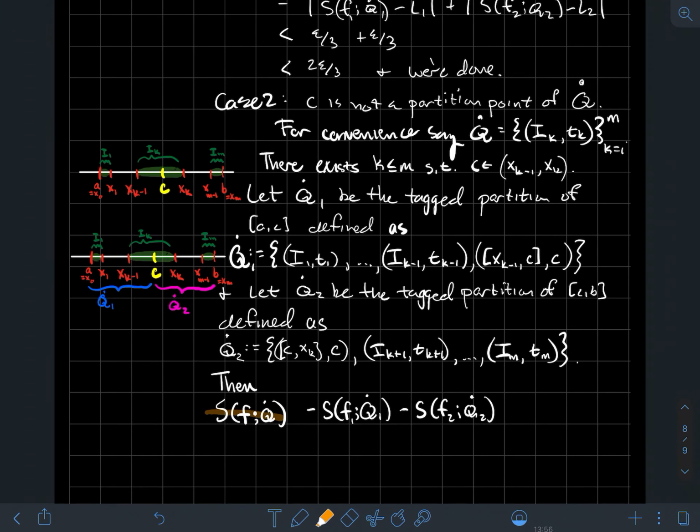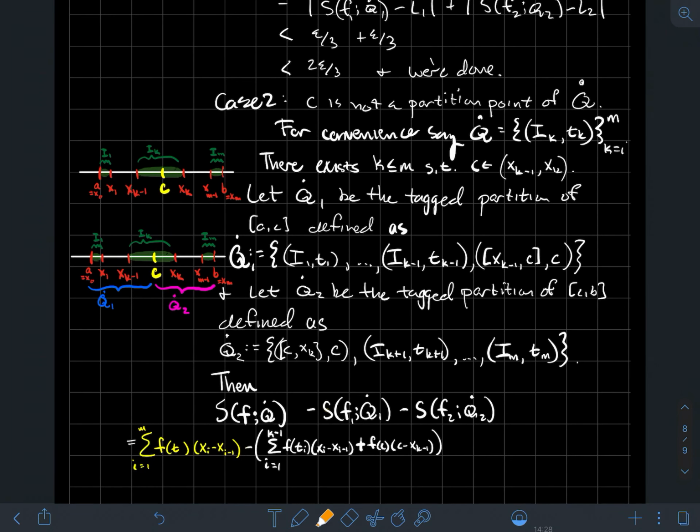Think of this as the Riemann sum of f over the whole thing from a to b. And I'm going to look at the difference between that and the Riemann sum of f over Q1 dot and the Riemann sum of f over Q2 dot. And remember, f1 is just what I'm calling f when I'm only looking at points from a to c. And remember that f2 is just what I'm calling my function when I'm only thinking about points from c to b. So if we wrote out what this is, this is the Riemann sum for the whole interval, from i equals 1 to m of f of t_i, times x_i minus x_{i-1}.